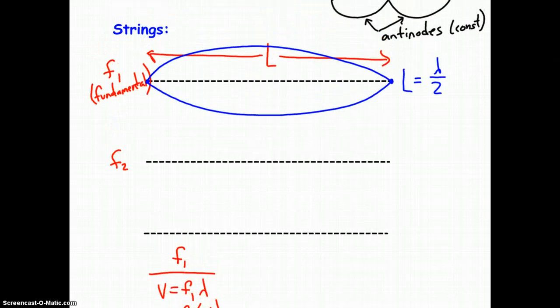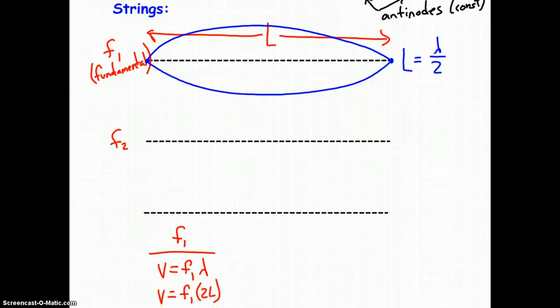Now let's go ahead and take a look at F2. What's the next largest? By the way, up at F1, how would you get this note? You would simply take the guitar string and pluck it. It would vibrate back and forth, a node at each end, and that's how you get the lowest frequency note produced on that string. Now let's take a look at F2.